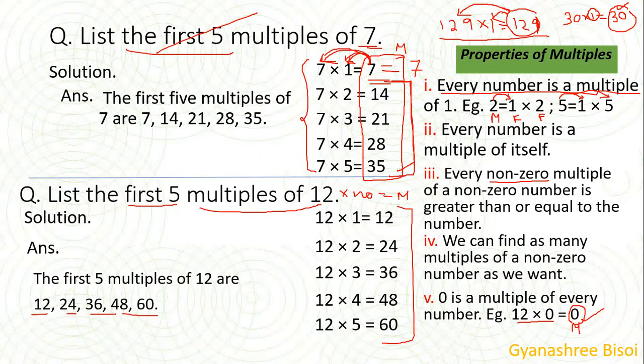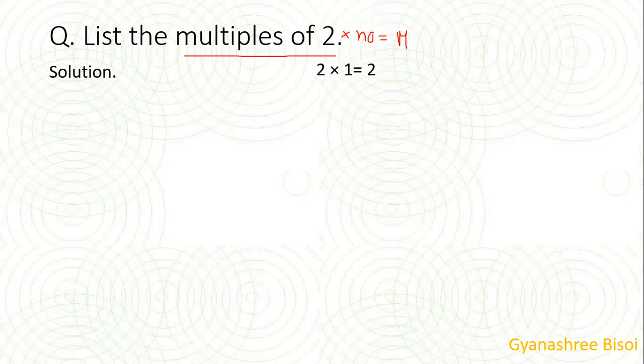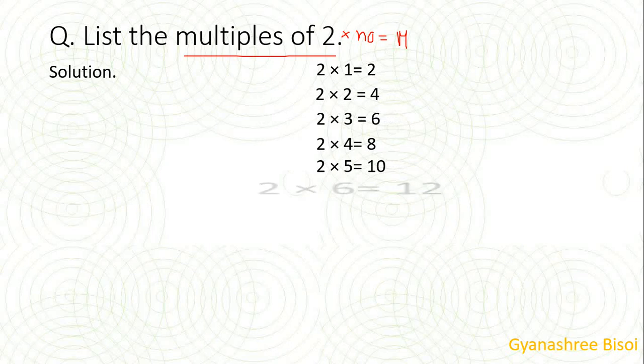I hope this is clear to you all. Do more practice. Question. List the multiples of 2. Multiples of 2 shows that we need to multiply 2 by any number to get its multiple. Right? So solution. 2 multiplied by 1 equals 2. 2 multiplied by 2 equals 4. In the same way, you can change the number and multiply it by 2.